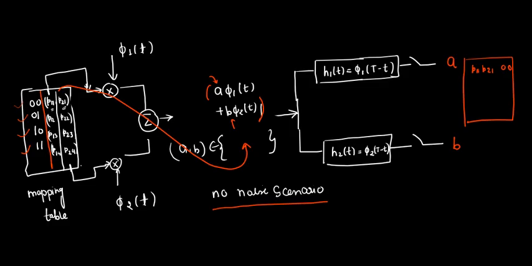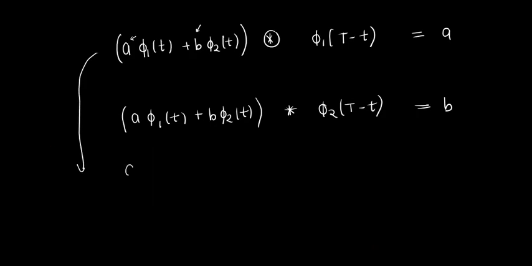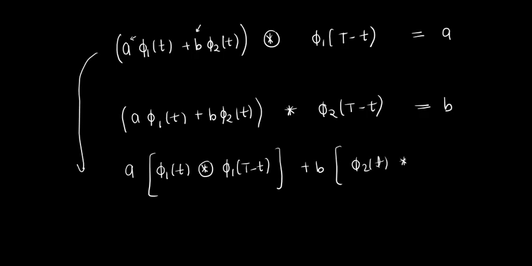Yes, this is our aim. So look at this: a phi 1 t convolved with phi 1 of minus t, plus b phi 2 t convolved with phi 1 of minus t. Right? We are just convolving, and convolution is a linear operation. So you can write that the convolution of these two with this is the same as the convolution of this with this plus the convolution of this with this. Yes or no?